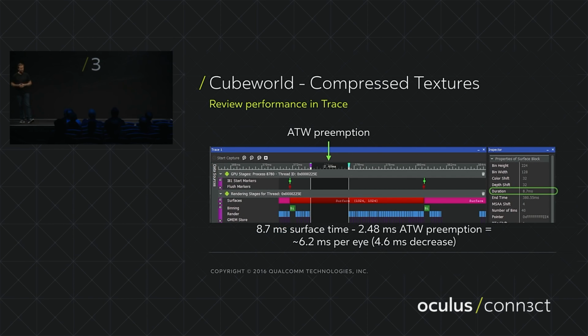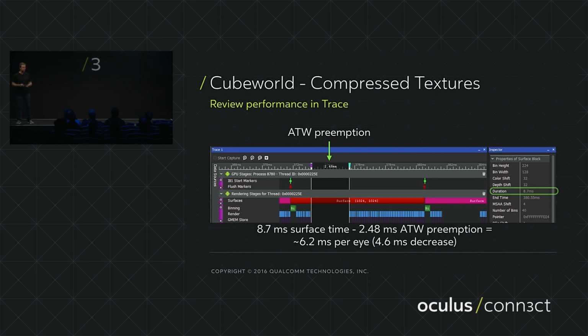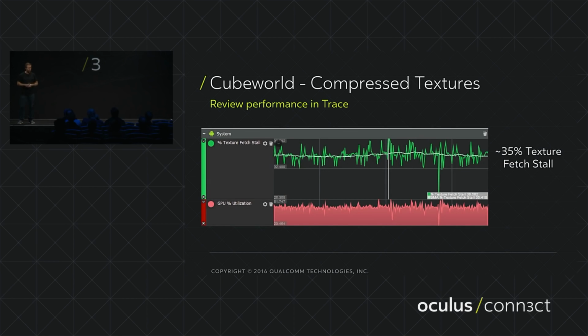And when we ran the trace now, the surface time 8.7 milliseconds. Maybe not as huge of a drop as you might expect, but still significant. Still shows the importance of compressed textures. So take away the time warp preemption, and you're looking at 6.2 milliseconds per eye, or roughly a 4.6 millisecond decrease. Again, that's pretty decent for VR. I wouldn't say that's necessarily ideal. You're still getting a 35% fetch stall with the compressed textures and not having the mipmaps.